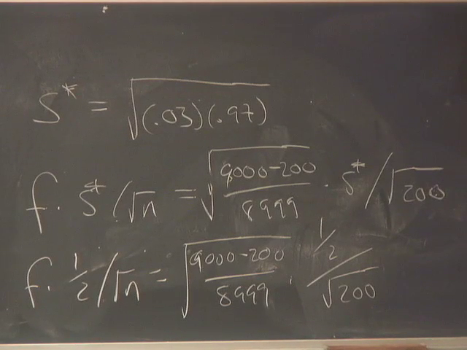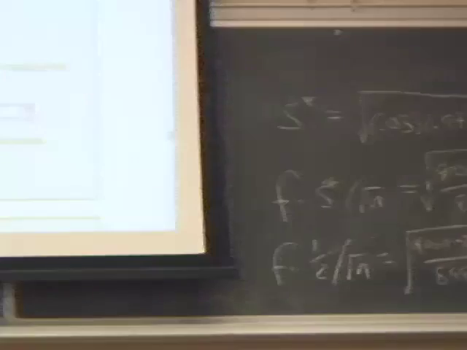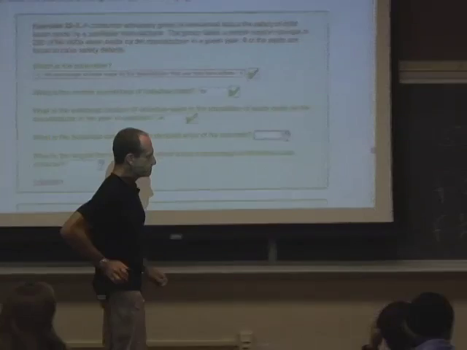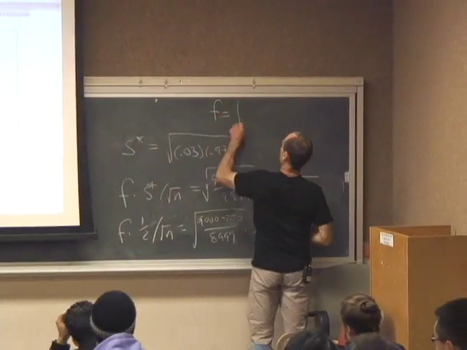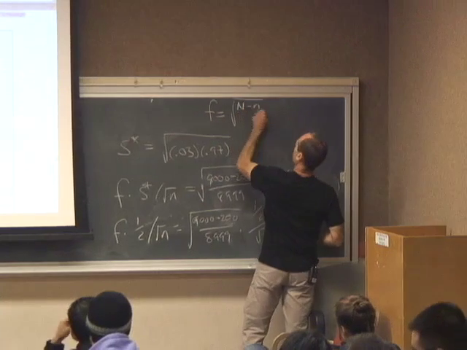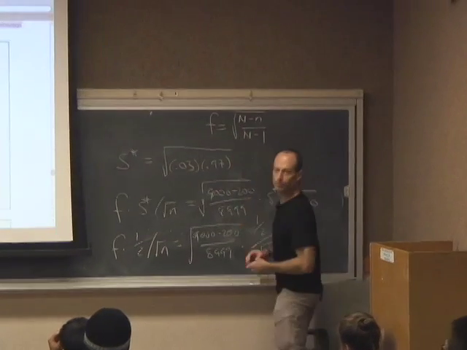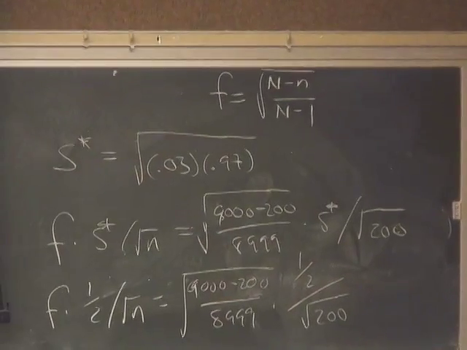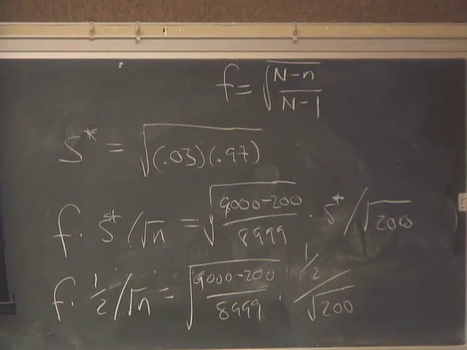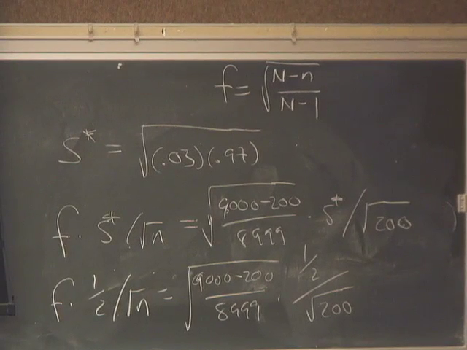So far, so good? So F is the population minus sample over n. Yeah, so F is the square root of N minus n over N minus 1. Okay. All right.